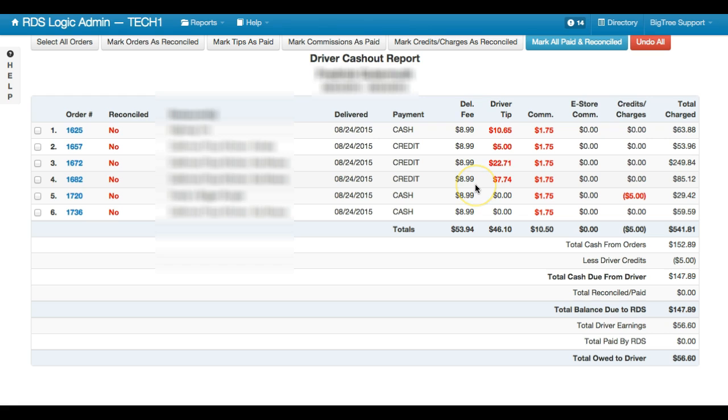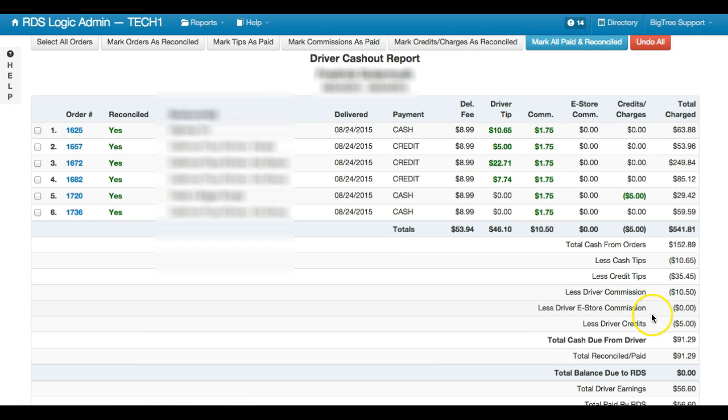So what I'm going to do is the driver is going to come in. He's going to give me, let's say, all of his money when I'm cashing him out. So I'm going to select all orders and I'm going to mark all as paid and reconciled. Now you'll see this line drops a little bit because it's adding some information in here.